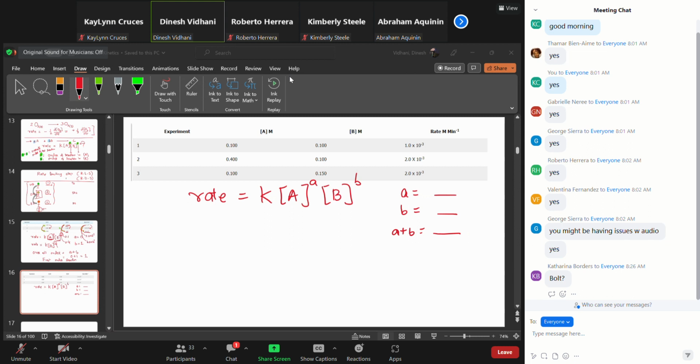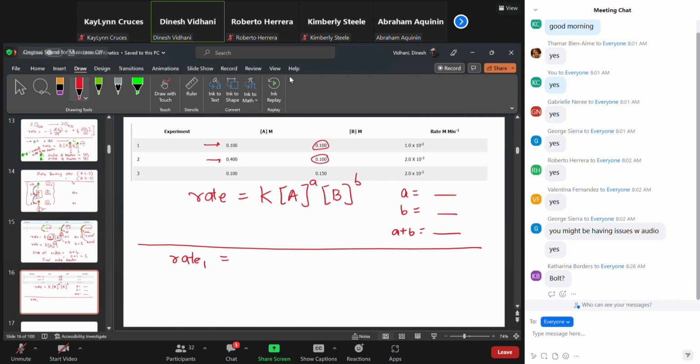Now, how about taking the ratios? Let's do it that way. Suppose we are looking at the first set where I'm keeping my B constant, which is not changing, but I'm changing my A from 0.1 to 0.4. Suppose that rate is rate 1. How do I write my rate 1? That's going to be K. What is the concentration of A in my rate 1? I'll just say K1.